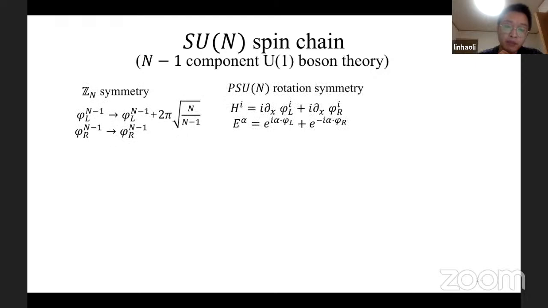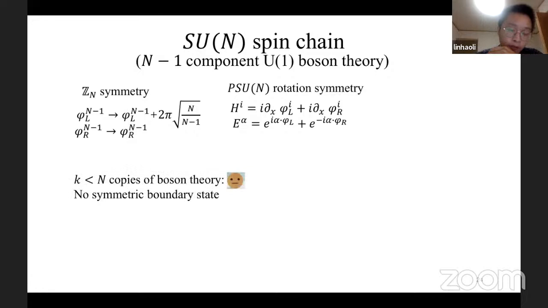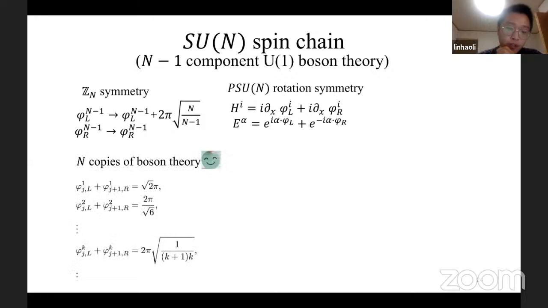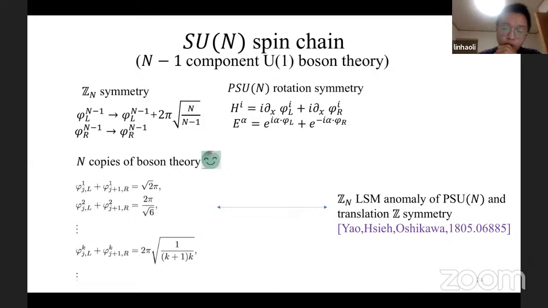Then we can follow the same idea as the spin one half Heisenberg chain, and we found that for the k copies of the boson theory, there is no symmetric boundary state or boundary condition. However, if we consider the N copies of the boson theory, we found a symmetric solution of boundary condition. And this result agrees with the LSM anomaly of the spin rotation and the translation symmetry on the lattice.